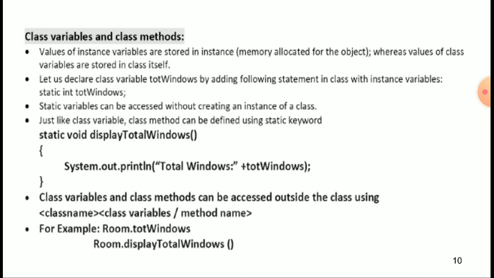Just like a class variable, a class method can be defined using the static keyword. static void displayTotalWindows() { System.out.println("totalWindows = " + totalWindows); }. Class variables and class methods can be accessed outside the class using the class name, then the class variable or method name. For example, Room.totalWindows, Room.displayTotalWindows().